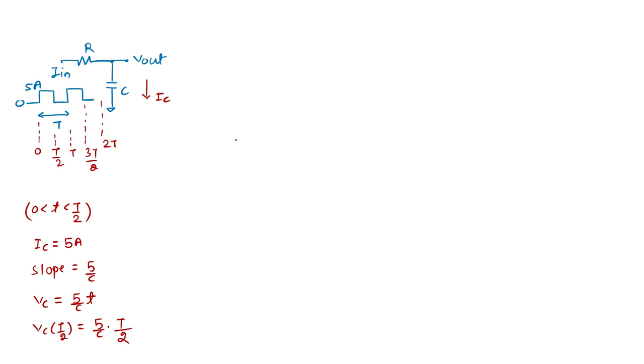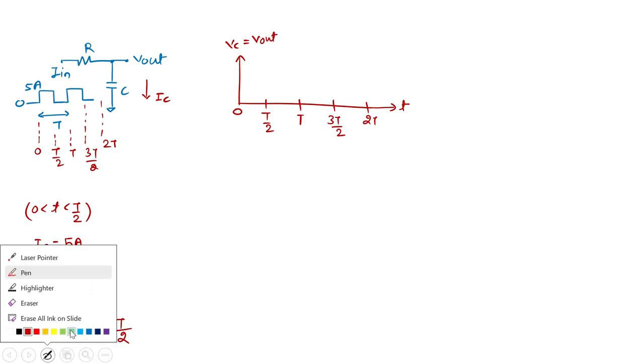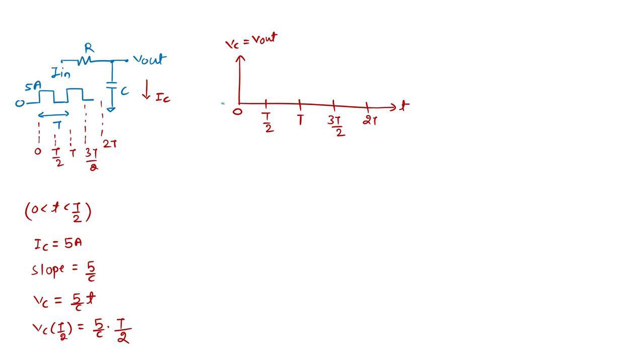So this is my t by 2, t, 3t by 2, 2t, and 0. This is my VC, also called the Vout. Let me change the color of my pen. So what is happening here? Before it was 0, not a problem. After that it will increase and reach some value, and this value is nothing but 5 by C into t by 2.